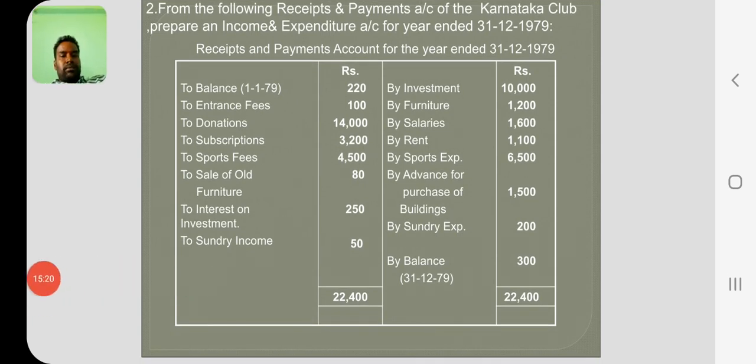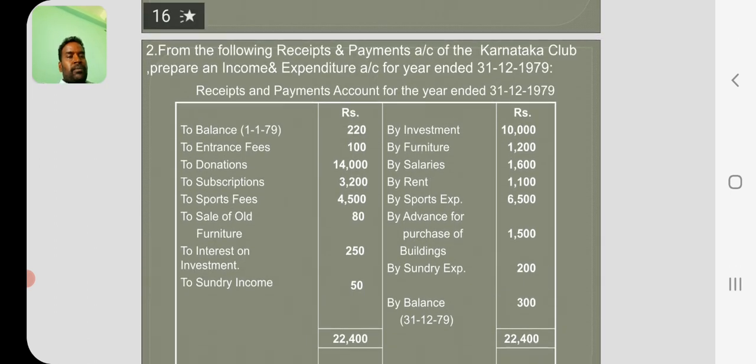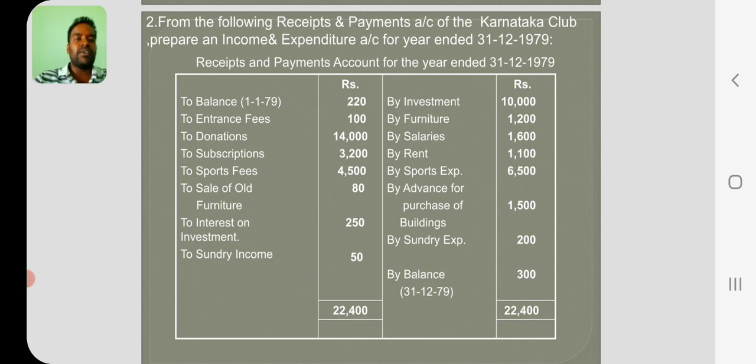Second one, from the following receipts and payments account of the Karnataka Club, prepare an income and expenditure account for the year ended 31/12/1979. So with this information, we have to prepare the income and expenditure account with the help of receipts and payments. To balance 1179, meaning opening balance, 220. It should not be recorded in income and expenditure. Why? Because opening and closing balances are not recorded in the income and expenditure account.